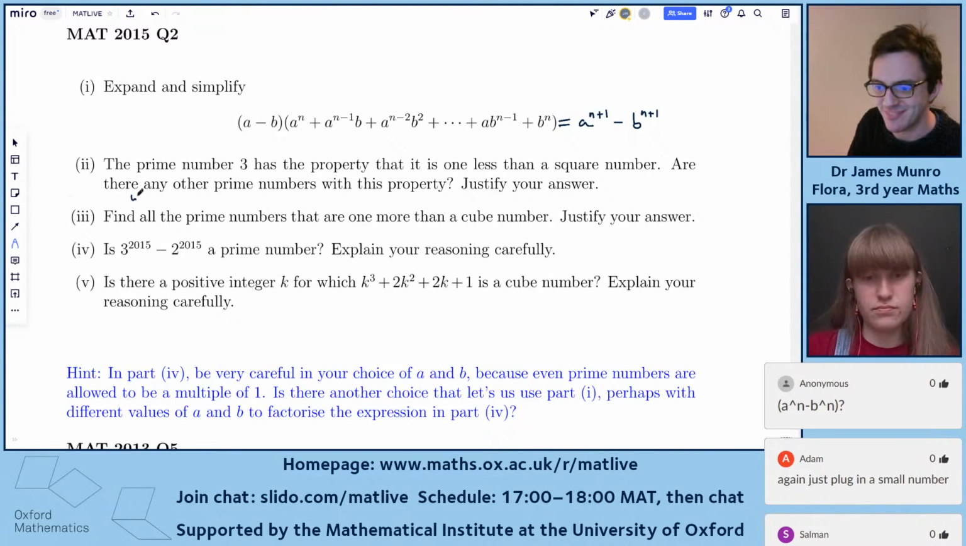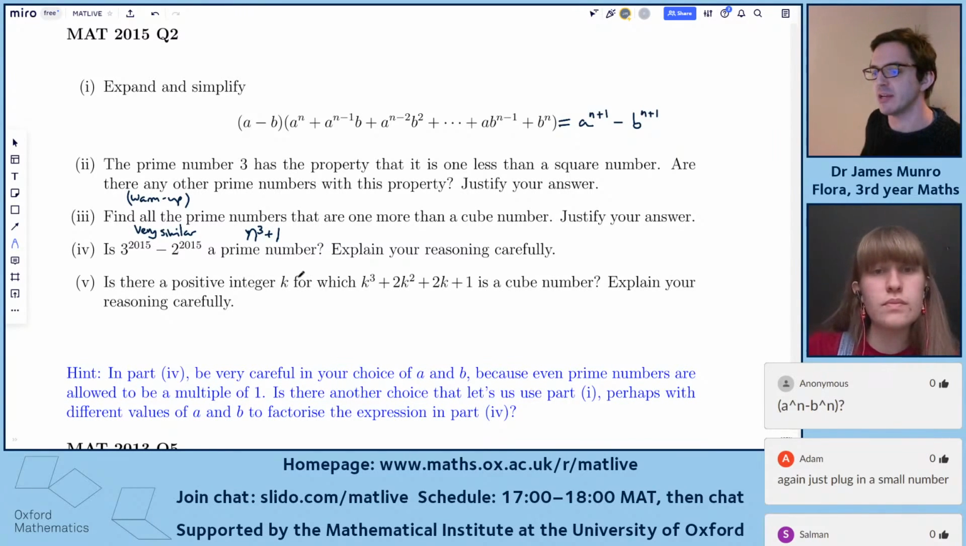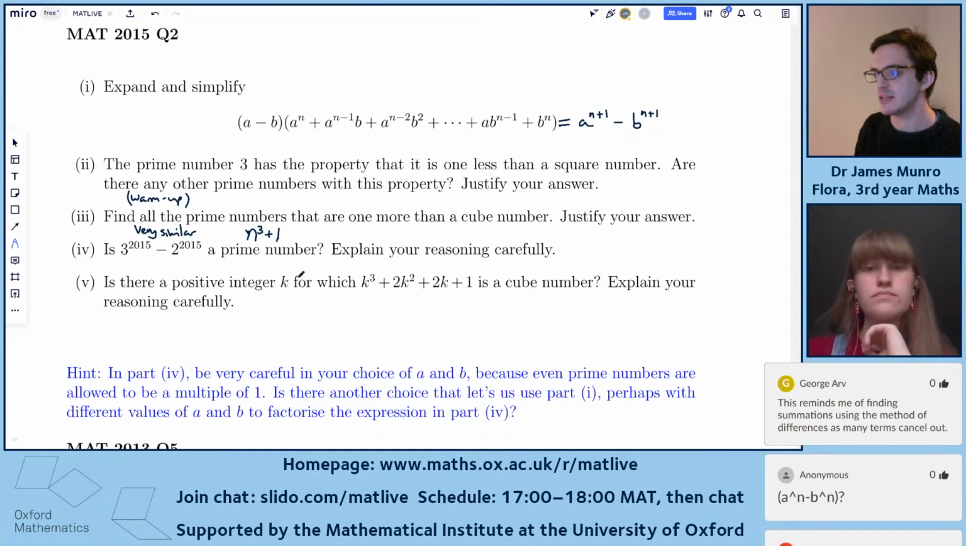Part 2 was in the warm-up. That's about thinking about n squared minus 1. And part 3 is very similar. You have one more than a cube number, which would be n cubed plus 1. Can that be a prime number? We'll need a way to factorise n cubed plus 1, I suppose, perhaps. Or if we had something like that, then we could make a statement about this. In fact, this factorises really nicely.